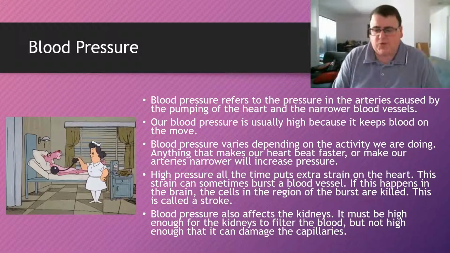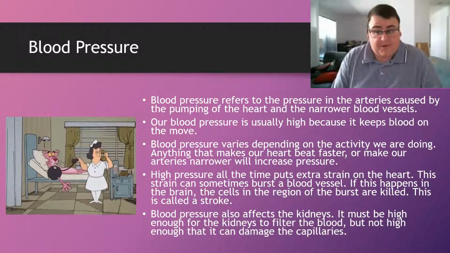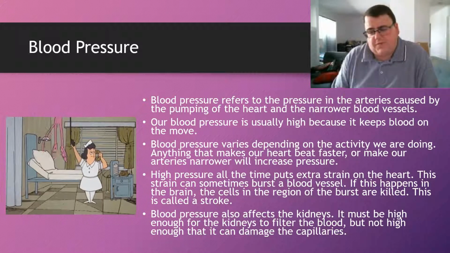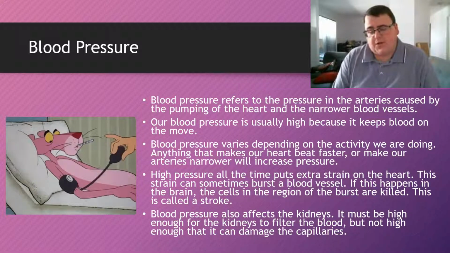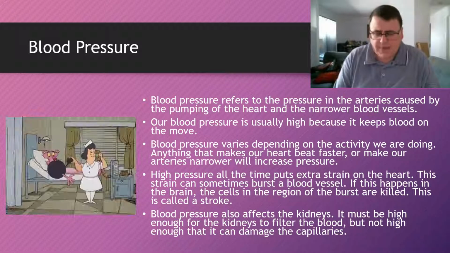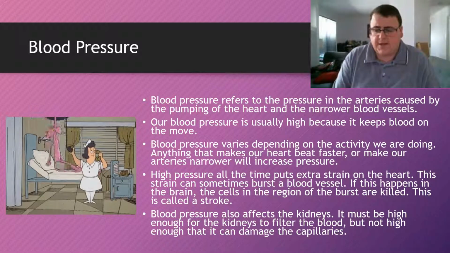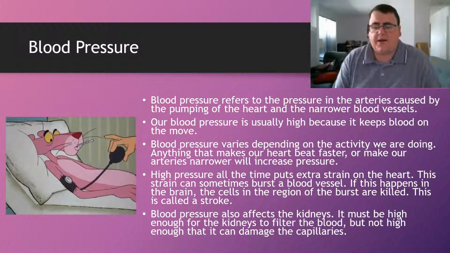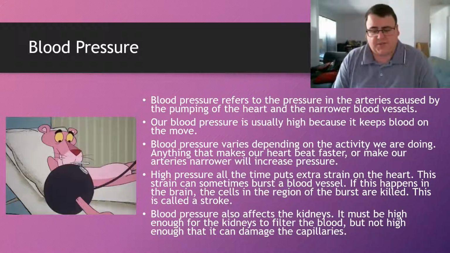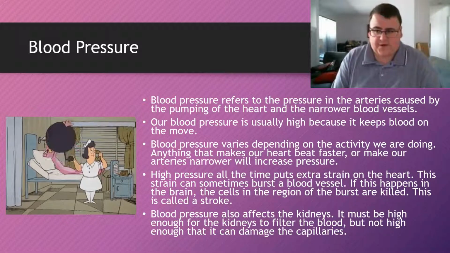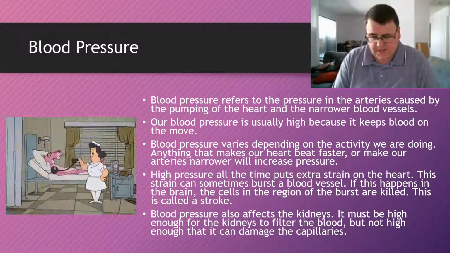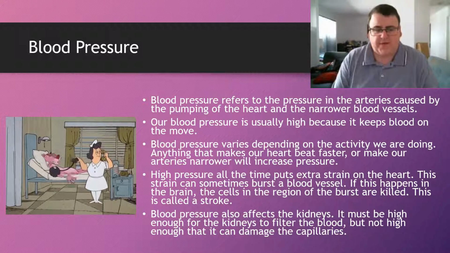That strain can sometimes cause blood vessels to burst. If that happens in your brain, the cells in that region of the burst are generally killed. That's when you get a stroke. We'll talk about that a bit more in later topics. Blood pressure can also affect the kidneys. So blood pressure has to be high enough for the kidneys to filter blood, but it can't be too high that it ruptures the capillaries that are in that glomerulus that we talked about last week. Otherwise, you're obviously going to end up with blood in your urine and not being filtered correctly.